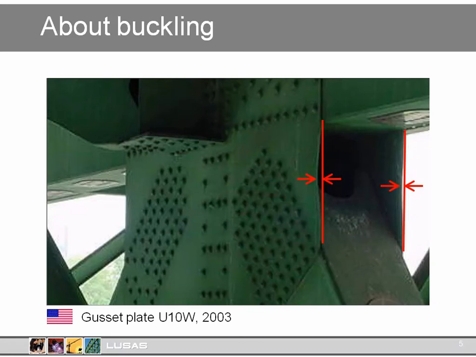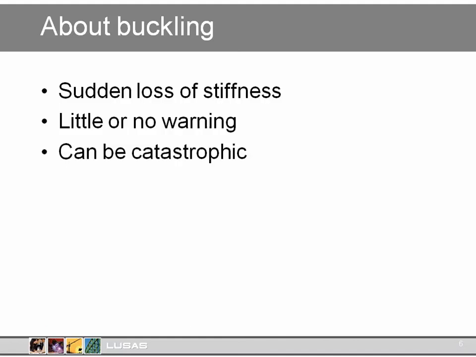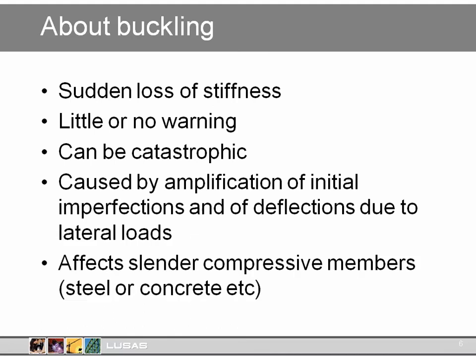The nature of buckling is that compressive force applied to a member which is not straight, or in this case not flat, can cause a sudden loss of stiffness. There's little or no warning, and clearly it can cause catastrophic failure. Buckling is caused by the amplification of initial imperfections and of deflections due to lateral loads. It affects slender compressive members, whether they be made of steel or concrete, etc.